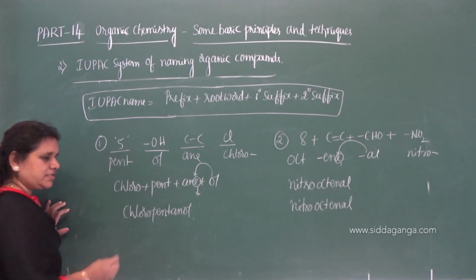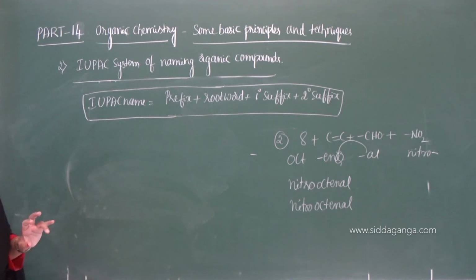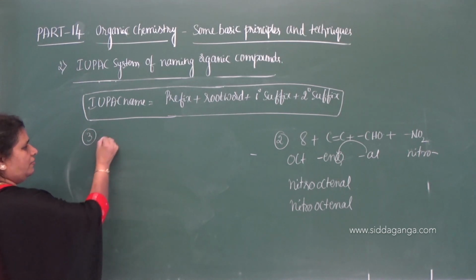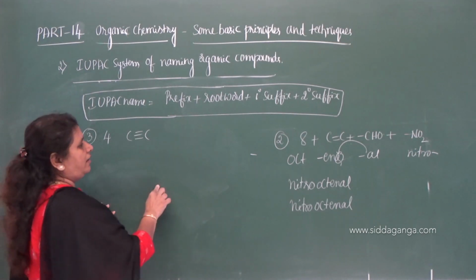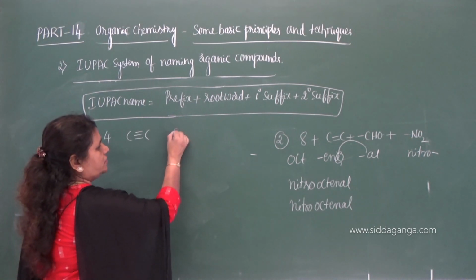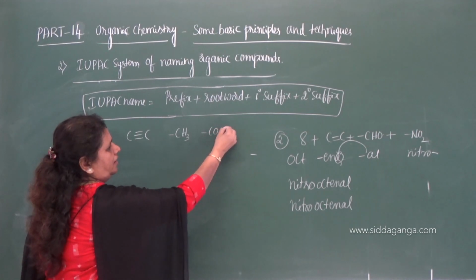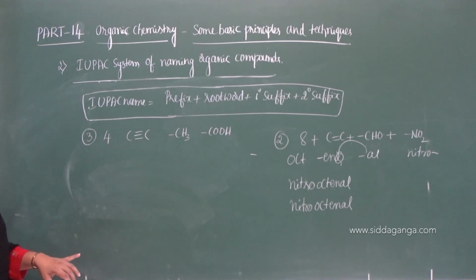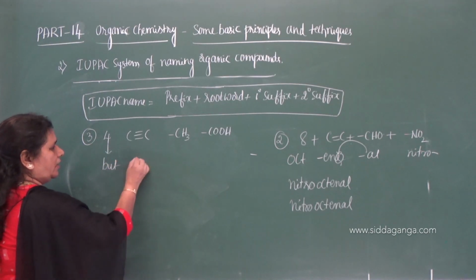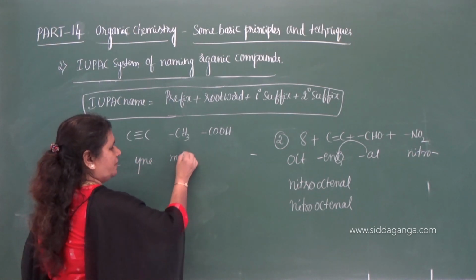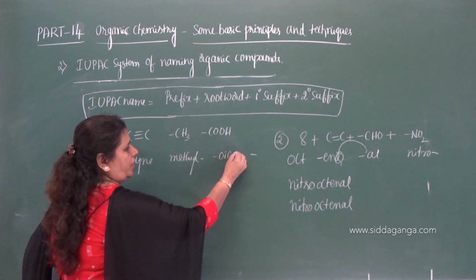Now, let me give the next example here. Consider a given organic compound. In this, the selected carbon chain contains 4 carbon atoms with a triple bond, and it contains a CH3 group as a substituent. Along with this, it contains carboxylic acid as the functional group. Now, what is the root word for this? But, and this is yne, and the prefix will be methyl, correct? And for COOH, oic acid.